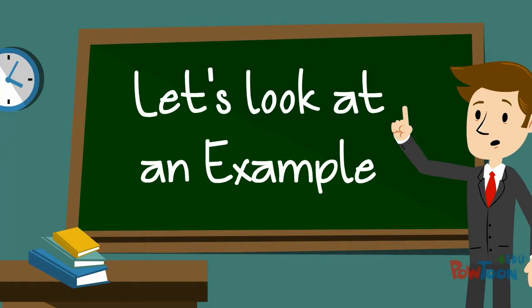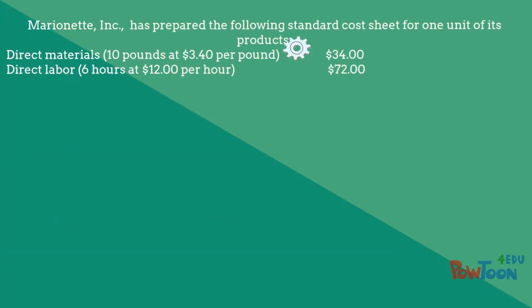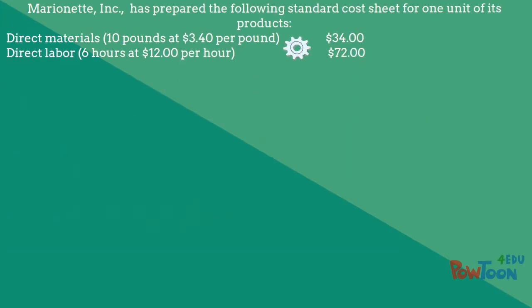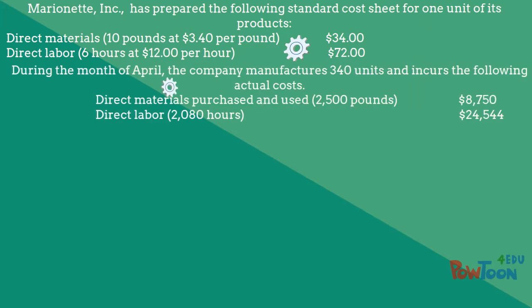Let's look at an example. Marionette Inc. has prepared the following standard cost sheet for one unit of its products. Listed here are the standards. These are what the budget is based on. Next, it says that during the month of April, the company manufactures 340 units and incurs the following costs. Therefore, these are our actual costs that we will use for analysis.